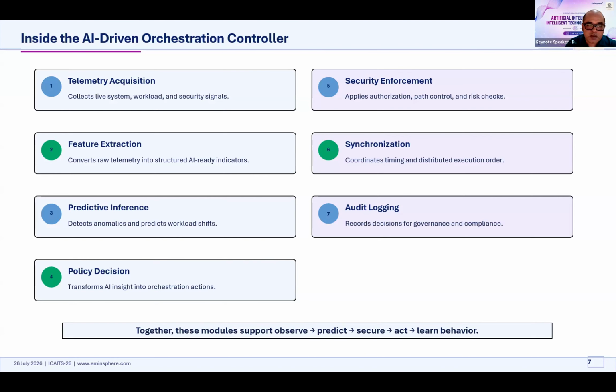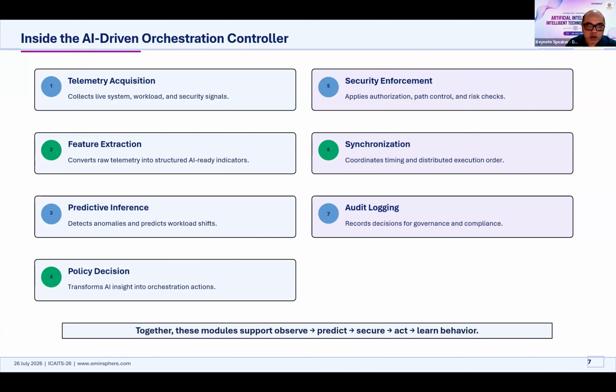The third function is predictive inference. This is where AI-assisted analysis helps identify abnormal behavior or predict upcoming resource or workload conditions. The fourth function is policy decision. Inference alone does not control infrastructure. The result must be translated into an orchestration action.